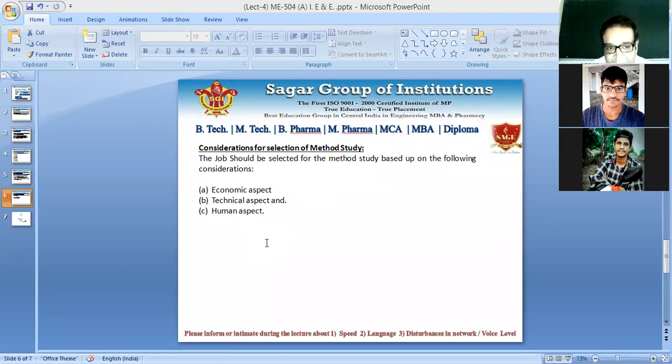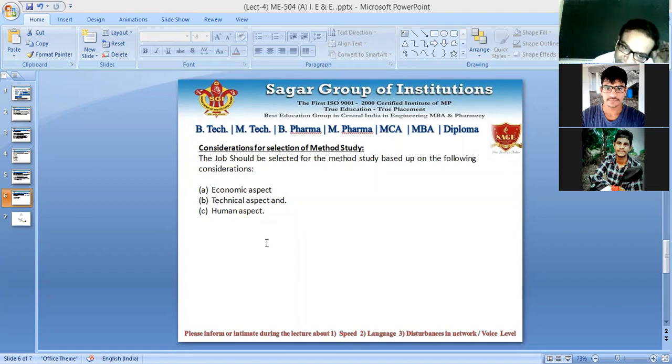Then comes the technical aspect. The method study man, exactly the person behind this method study, is an industrial engineer or a planning engineer. So that method study man should be careful enough to select a job in which he has the technical knowledge and expertise. A person selecting a job in his area of expertise is going to do full justice. Otherwise the new entrant cannot get into it.